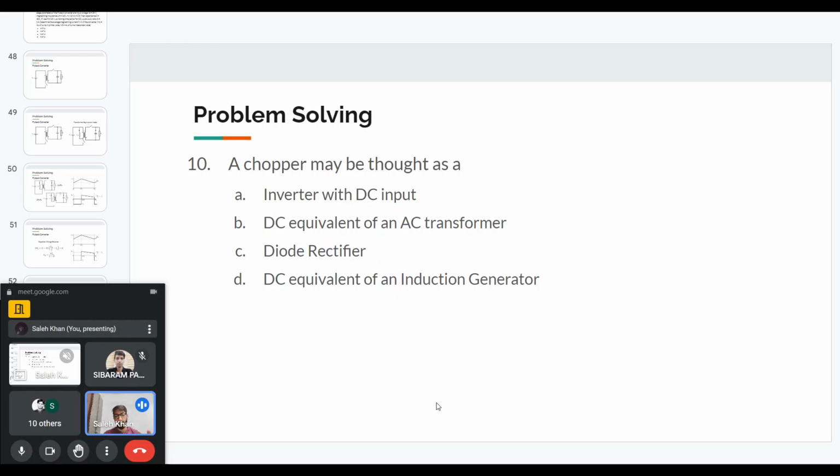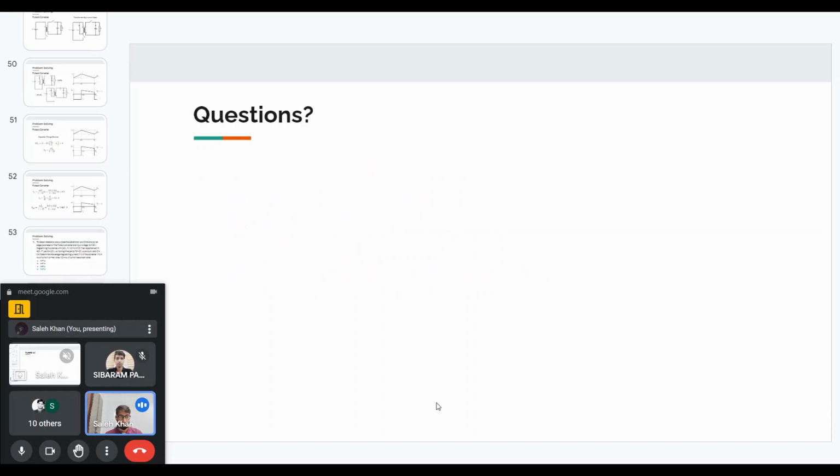And that is why a chopper, which is a DC-DC converter, can be thought of as a DC equivalent of an AC transformer. That means that we are able to perform the function of the transformer, which is stepping up or stepping down the voltage, and that is what the chopper also does, but for a DC case. So the answer to this question is a chopper is just a DC equivalent of an AC transformer. So that was all the questions that we had today.